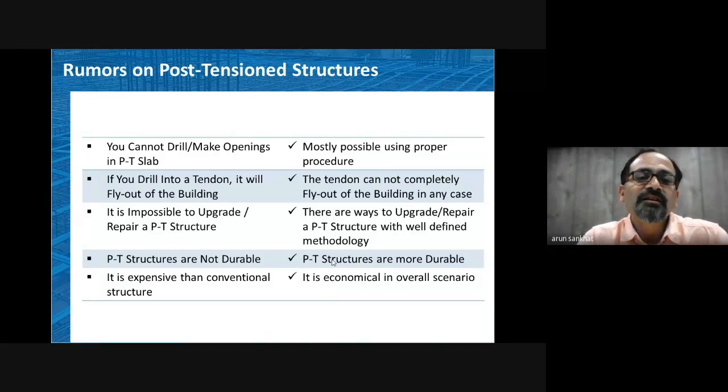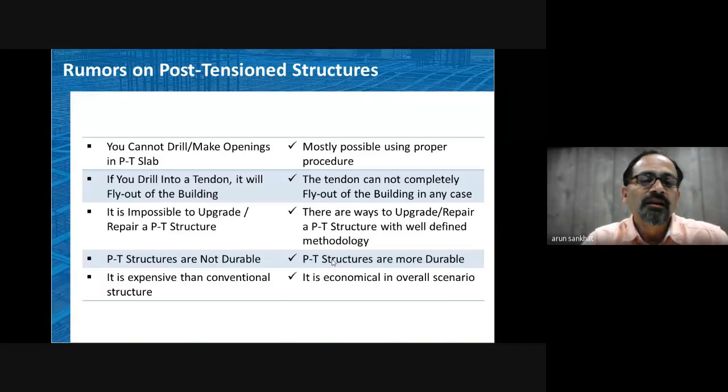You cannot drill or make openings in a PT slab. Mostly it is possible using proper procedure. If you drill into a tendon, it will fly out of the building. It's not the case actually. The tendon cannot fly completely out of the building in any case. It has sufficient length and it will stay inside only. It cannot go outside of the building.